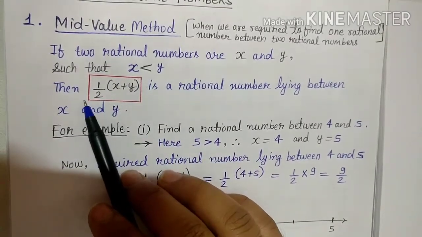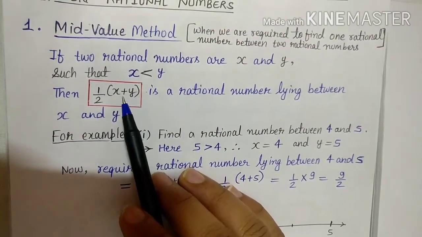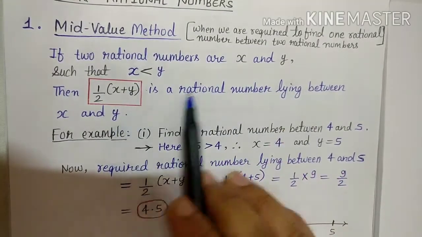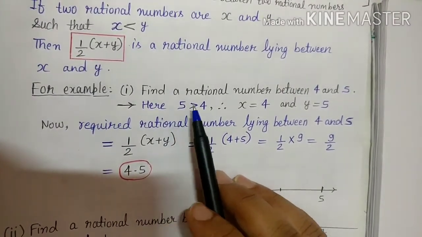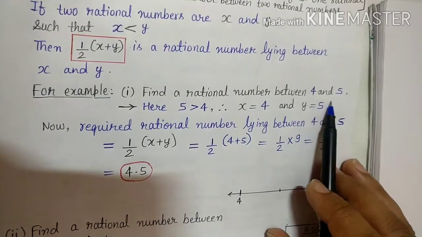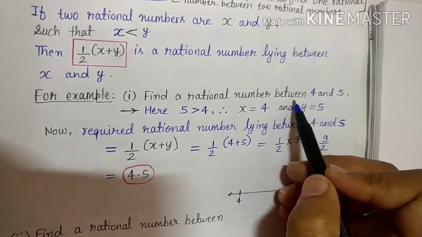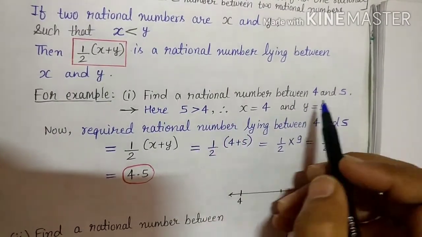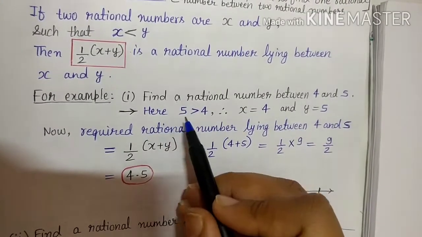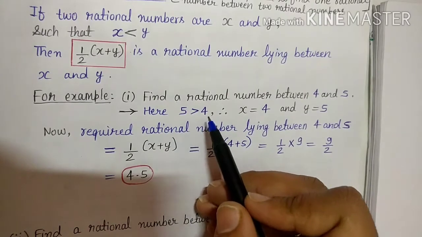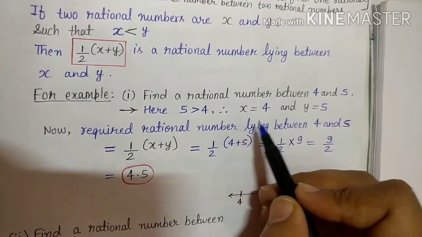Now the formula which we are going to use in this method is 1 upon 2 (x plus y). This is the rational number which lies between the two numbers x and y. For example, see the example clearly. Find a rational number between 4 and 5. Find means only one rational number between 4 and 5. Here 5 is bigger than 4, so the bigger number will be called y, the smaller will be called x. So x equals 4 and y equals 5. Now we have determined our x and our y.